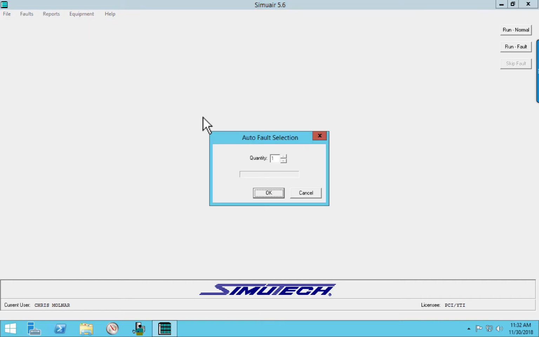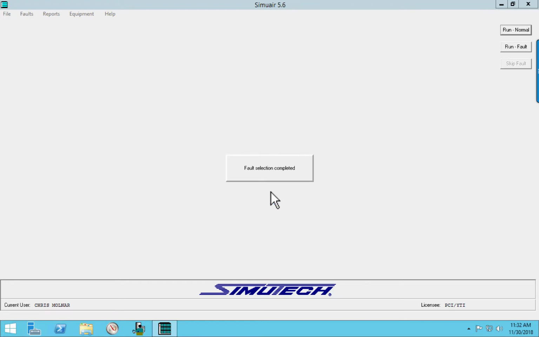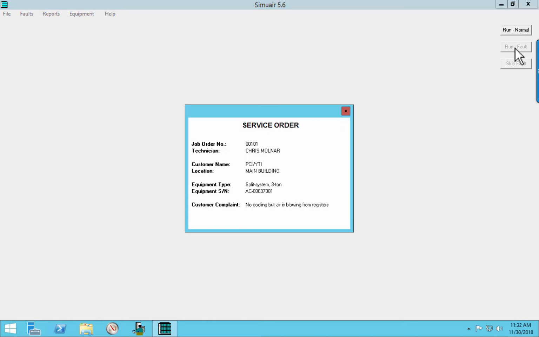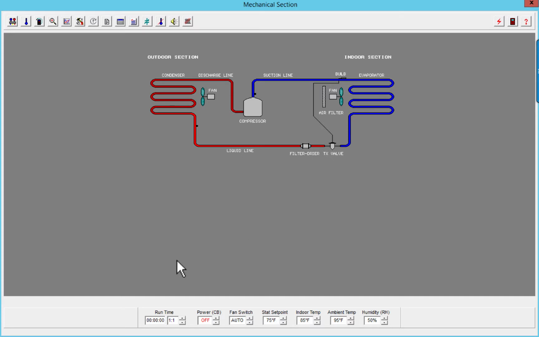I've actually put a fault condition into here. So let's go ahead and run with the fault. No cooling, but air is blowing from the register. So we are going to turn the system on to see exactly what happens. I'm going to put my gauges on.